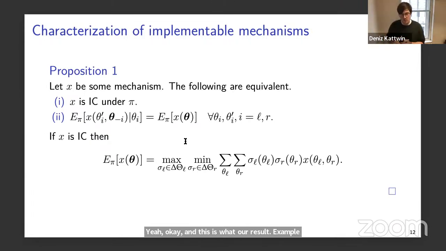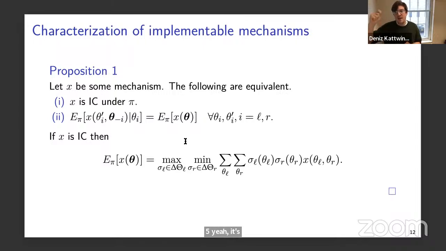So the proposition is the following: take any mechanism X, then the following is equivalent. This mechanism X is IC under some distribution pi, if the following is true. Let me explain this before we go to the formula. We take one agent, the left agent, and suppose this agent has type 5. Now this agent could ask himself, what is the probability of left being chosen if I report type 1? This will be some number. What is the probability of left being chosen if I report some type 4? It's also some number. What is the probability of left being chosen if I report truthfully my type 5? It's also some number. What we need to have is that all these numbers are the same.